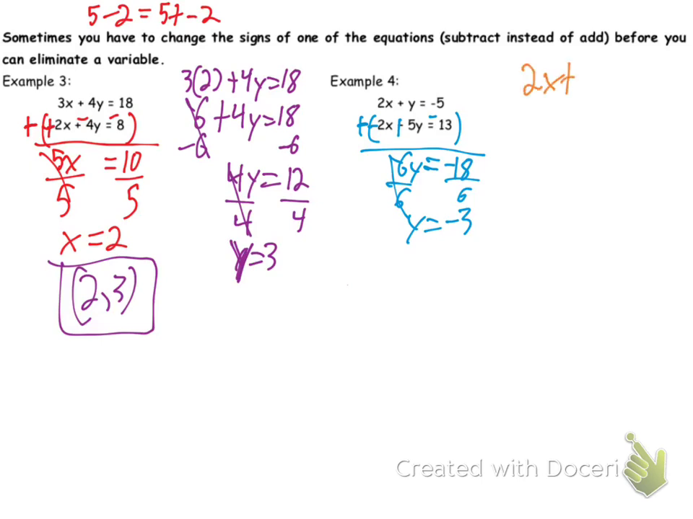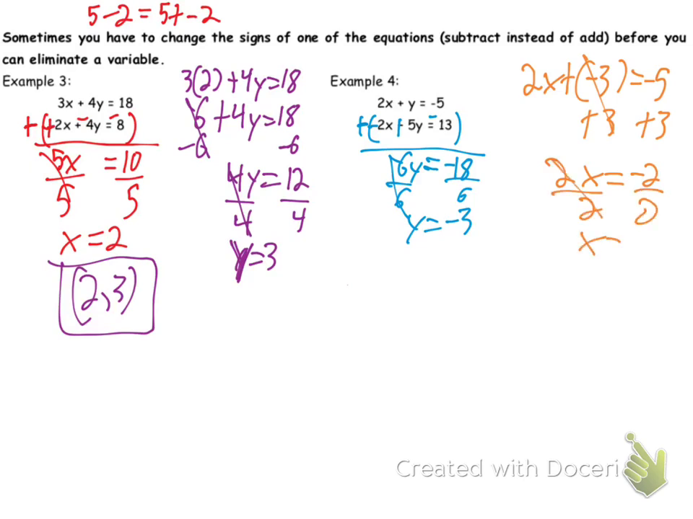It's still pretty clear on what that is. So 2x plus what? Negative 3. Negative 3 equals negative 5. How do we get rid of this negative 3? Plus 3. 2x is equal to what, guys? Negative 2. How do we get x by itself? Divide by 2. What's x equal? Negative 1.